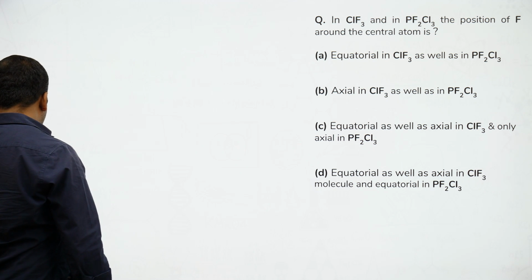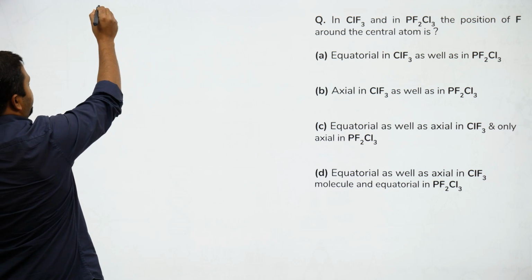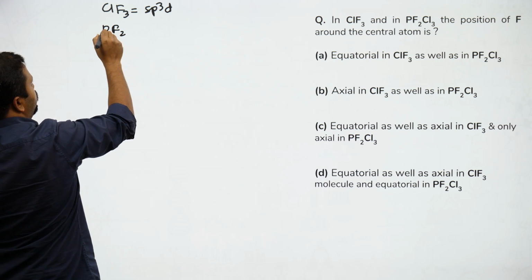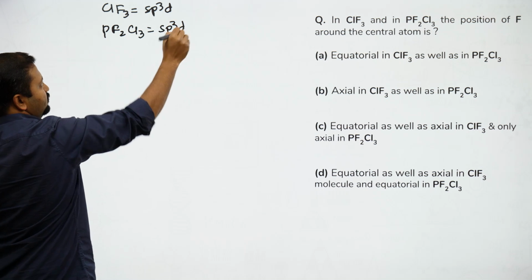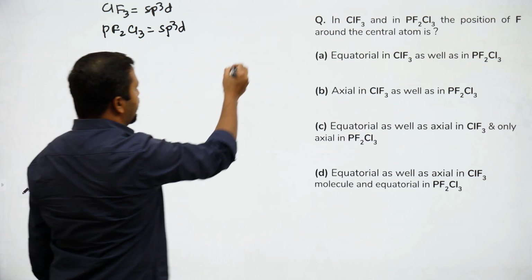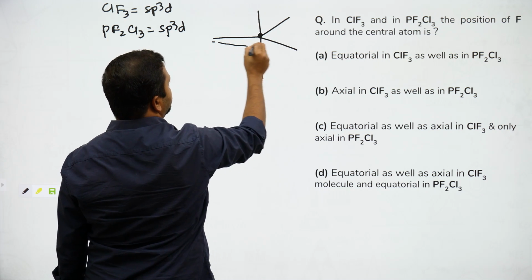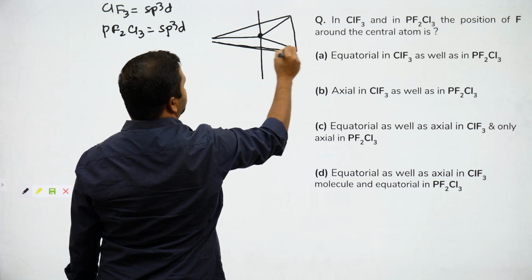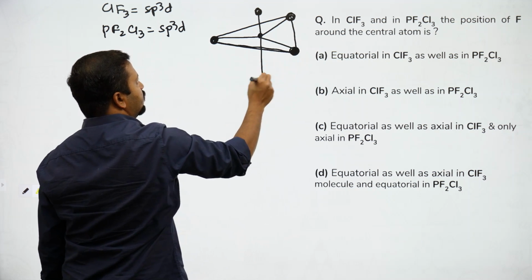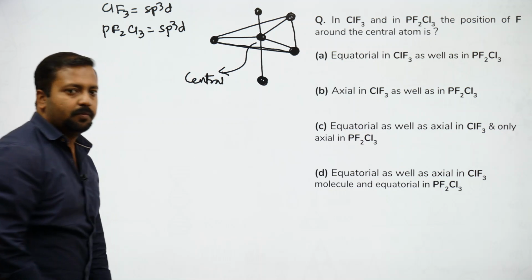Okay, now I'll take a moment to explain the concept behind this. If I write the hybridization of ClF3, I can write it as sp3d. If I write the hybridization of PF2Cl3, I can write it as sp3d as well. You can both calculate this. Now where will we place the fluorine, in the equatorial position or the axial position? So sp3d hybridization looks something like this. If I take an atom over here, these are the positions of our peripheral atoms or lone pairs, and this is our central atom.